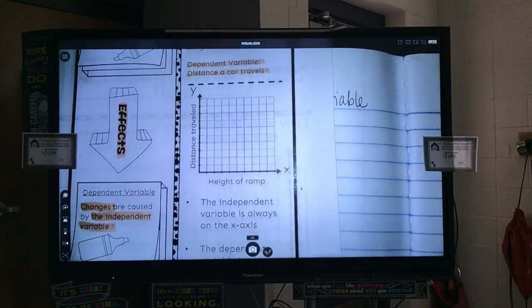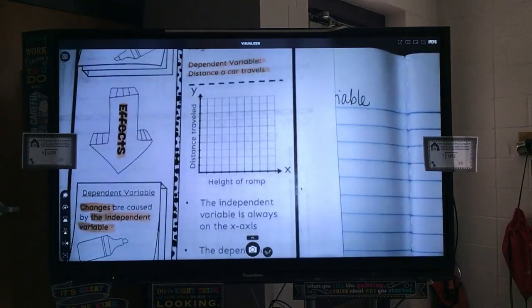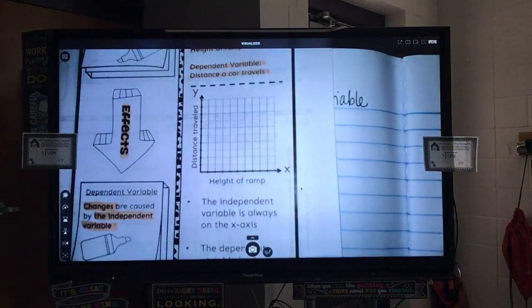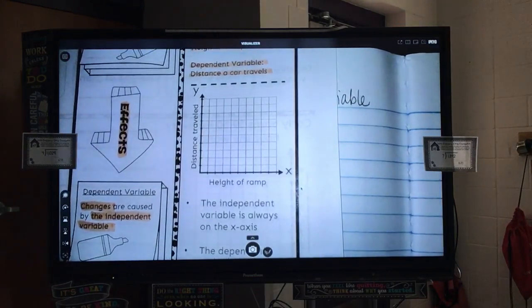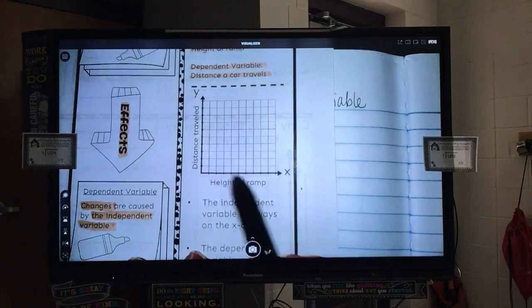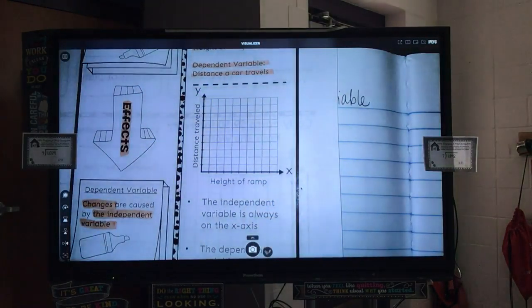Alright, so now we're looking at the math side of this. What is this right here? Jackson. Coordinate grid. It's a coordinate grid, right? Yeah. Which quadrant is it? It looks like the first one. Yeah, so it's your first quadrant. So you know this is always going to be X, this is always going to be Y. In 6th grade, we don't deal with anything negative when we're dealing with independent dependent variables.